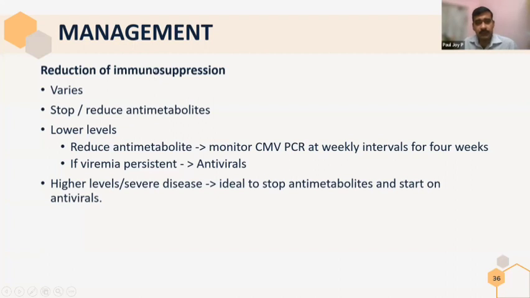Now, the initial step is the reduction of immunosuppression, because CMV happens in the state of a high net immunosuppressive state. So it can be either stopped or reduced. The practice varies from center to center. At lower levels of DNAemia or viremia, initially the antimetabolite can be reduced, and then the CMV PCR is monitored at weekly intervals. And if viremia persists, antivirals can be started. At higher levels or severe disease, it is ideal to stop antimetabolites and start antivirals.